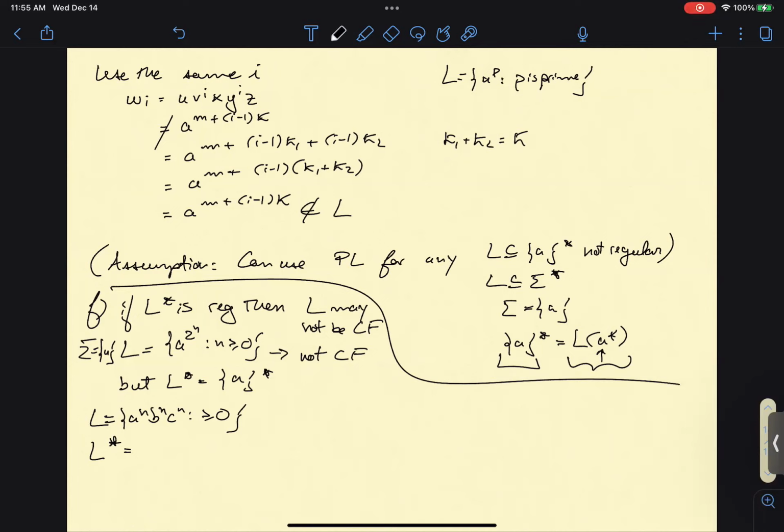Okay. Wait, because one way to compute L star is to do L of 0 union L of 1 union L of 2 union L of 3. Right, yeah. So L to the 2 just means L concat L. So that's one way of computing it.